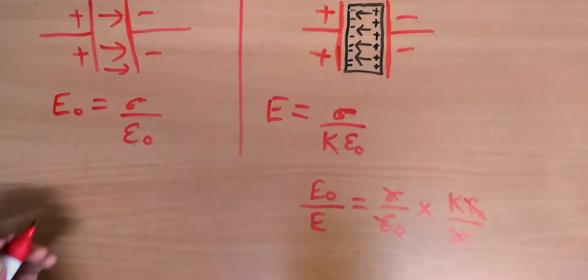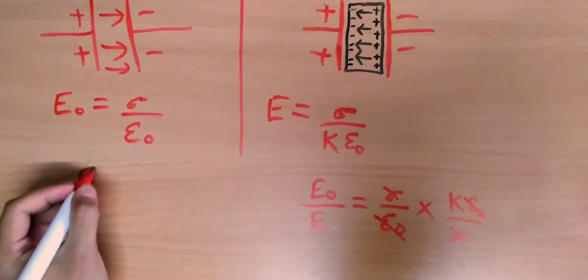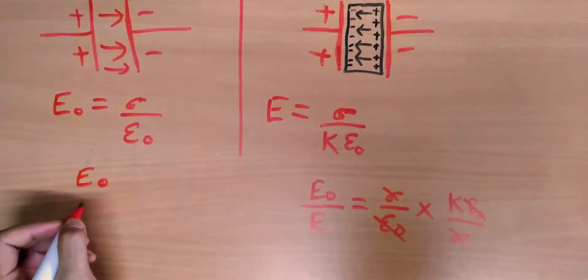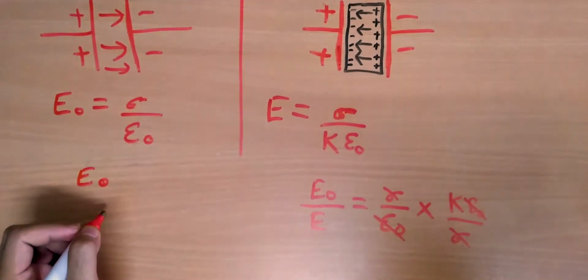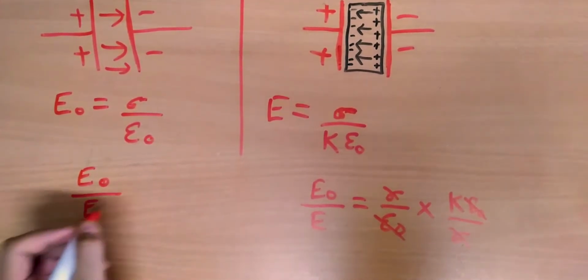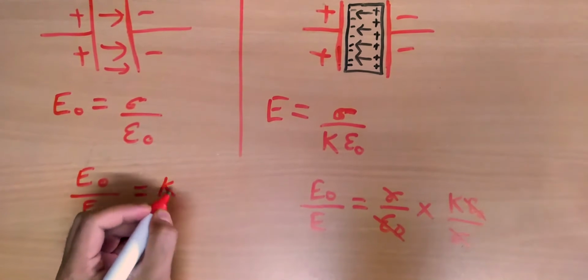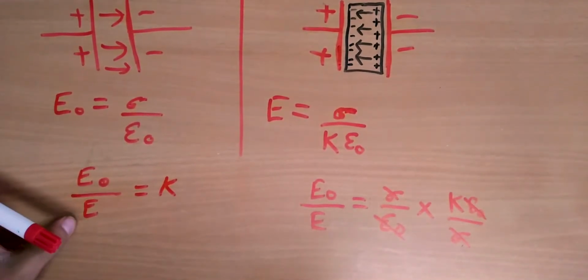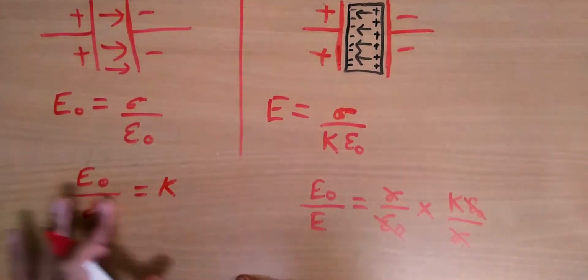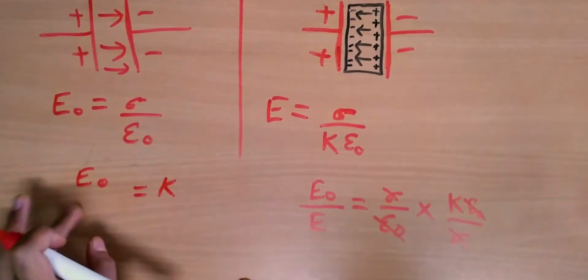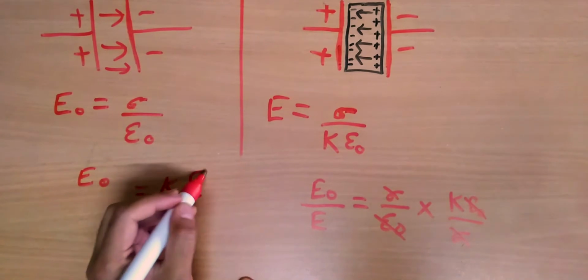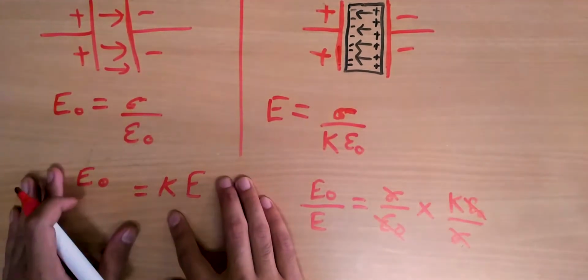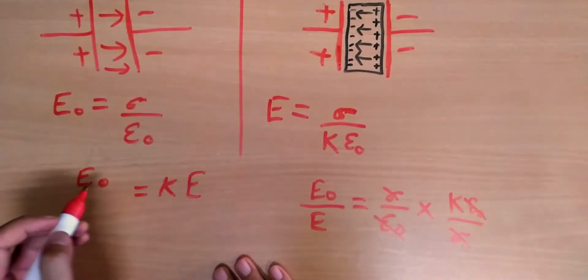I'm left with this expression, E naught upon E equals k. Perfect. And now if I shift the E from the denominator to that side, I get E naught equals k times E. So we are left with this expression here after shifting the electric field on this side.